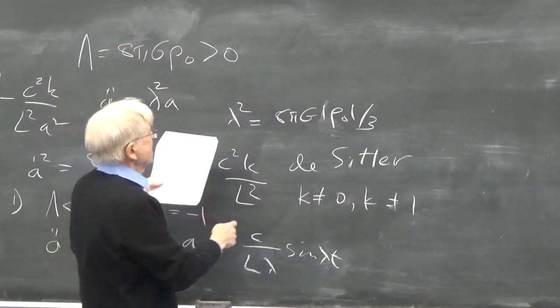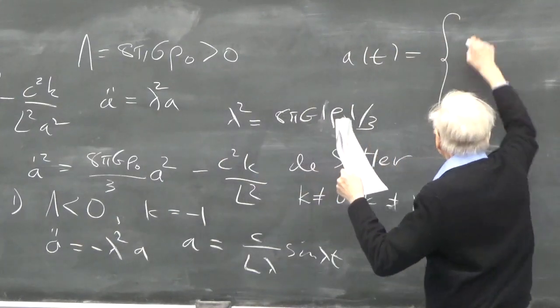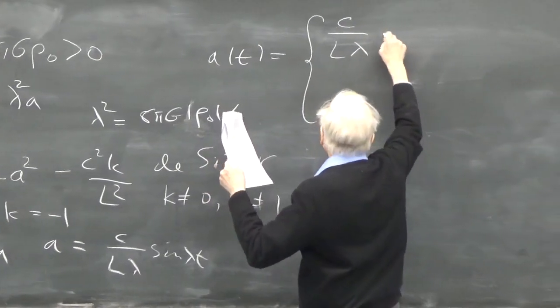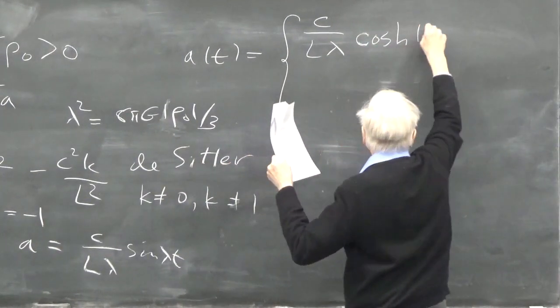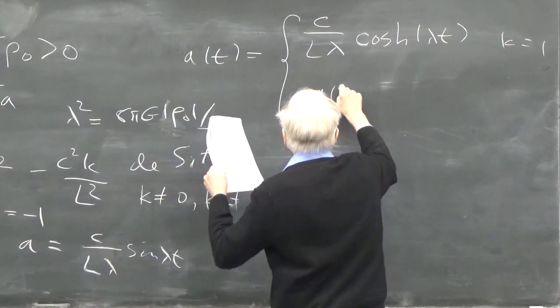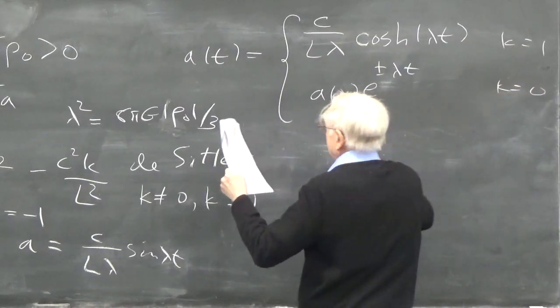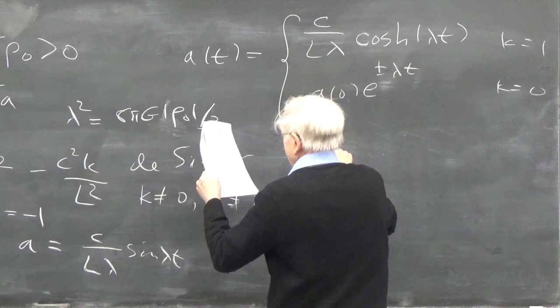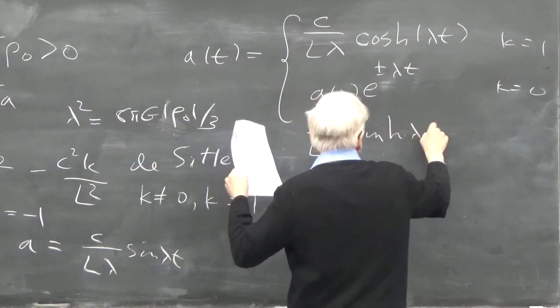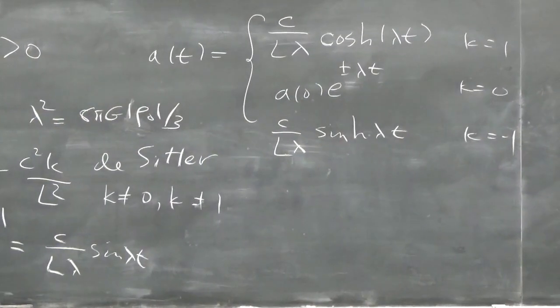and the solutions are a of t is equal to c over L lambda cosh lambda t. This is for k equals 1. The realistic case is a0 e to the plus or minus lambda t, k equals 0, and c over L lambda sinh lambda t, k equals -1. So these are the other de Sitter spaces.